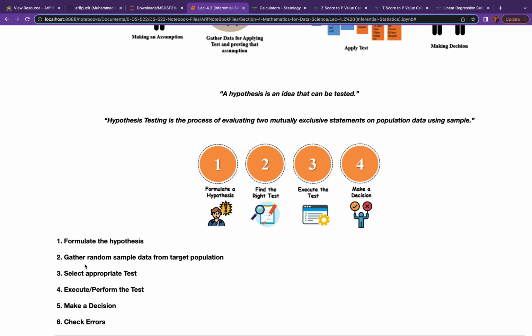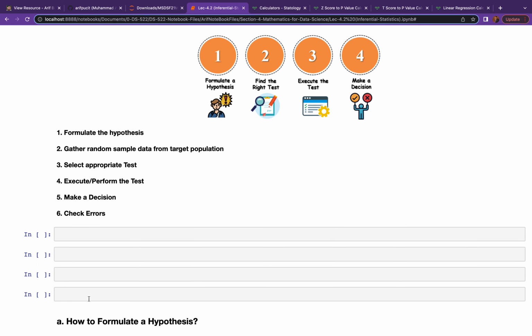Next step is to collect or gather the data from the population using any of the techniques that we discussed in our previous session, like random sampling, systematic sampling, or stratified sampling. Next, we need to select the appropriate test to test the hypothesis. Then we execute the test, and based on the test result, we make a decision. And finally, we check for errors, if any. Let's now go through each of these steps one by one.